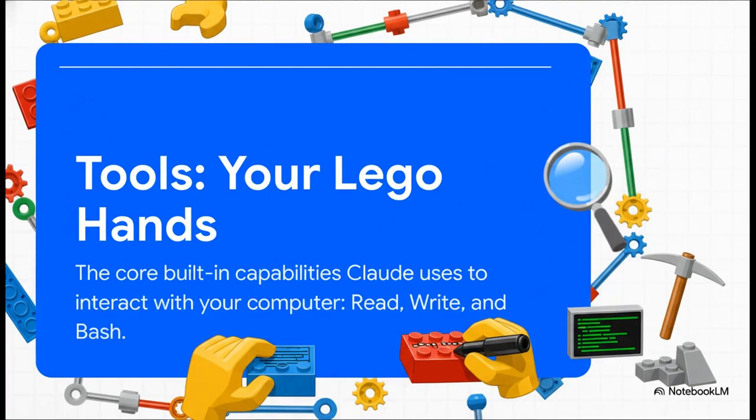So you might be wondering, how does Claude actually do all this stuff? Well, it uses what are called tools. Just imagine they're its little Lego hands. The 3 big ones are read, so it can look at your files, write, so it can make new ones, and bash, which is just a fancy way of saying it can run commands. The cool thing is, you don't have to worry about any of this. You just tell Claude what you want, and it automatically picks the right tool for the job.